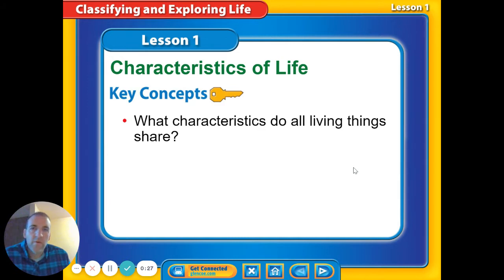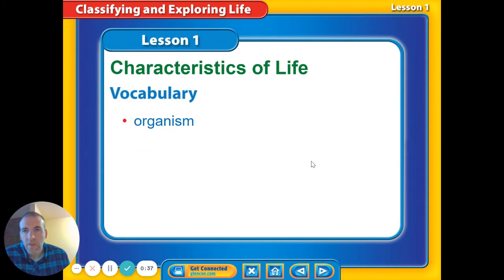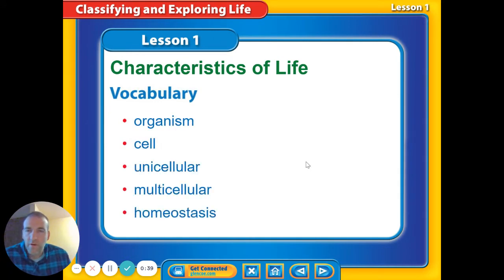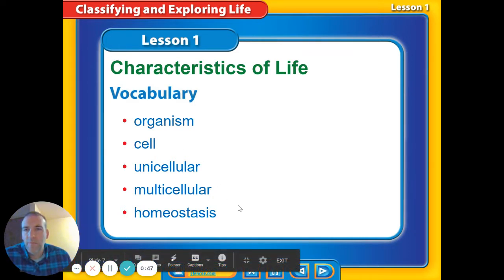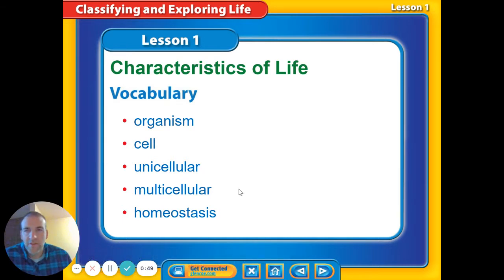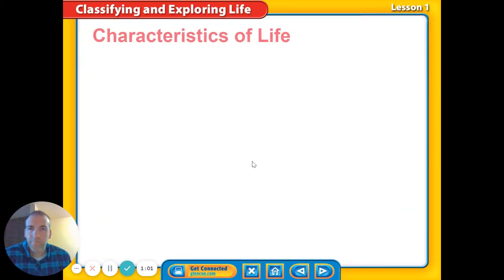So the big thing that we are trying to figure out here and learn about is what are the characteristics of all living things, or what characteristics do all of them share? Vocabulary that you're going to see here are words like organism, cell, unicellular, multicellular, and homeostasis. Hopefully by the time you're done with this assignment, after we've done the lesson outline, you've done the textbook reading, you've watched this video, hopefully those are going to be words that you're a little more familiar with, and you'll be a little more comfortable using in science.